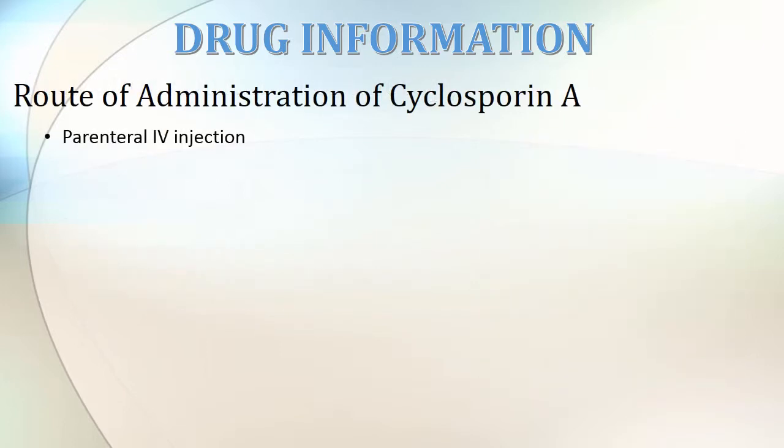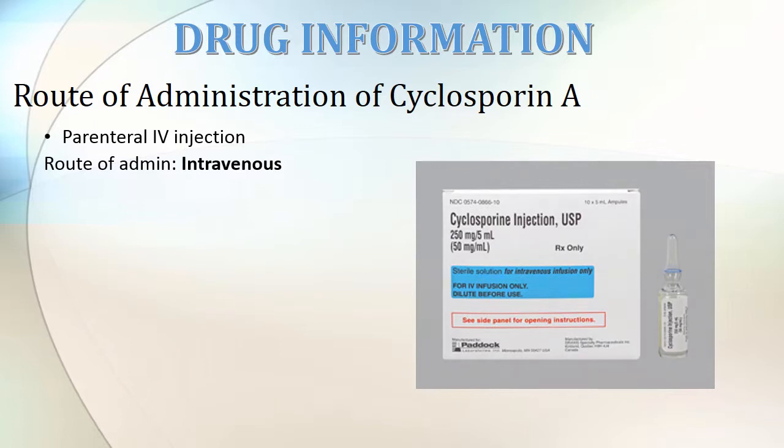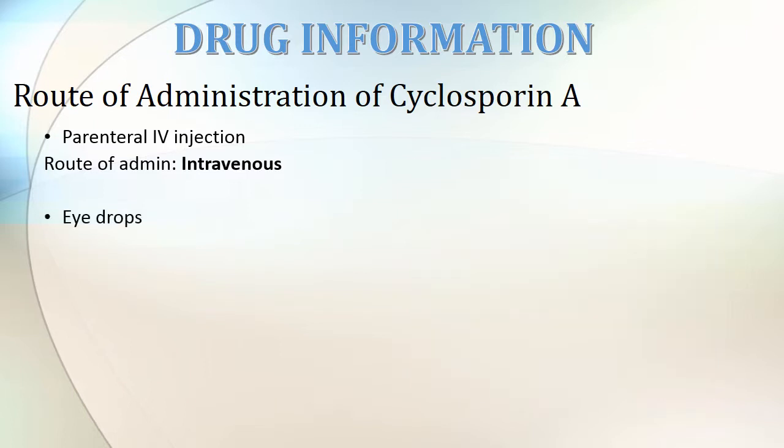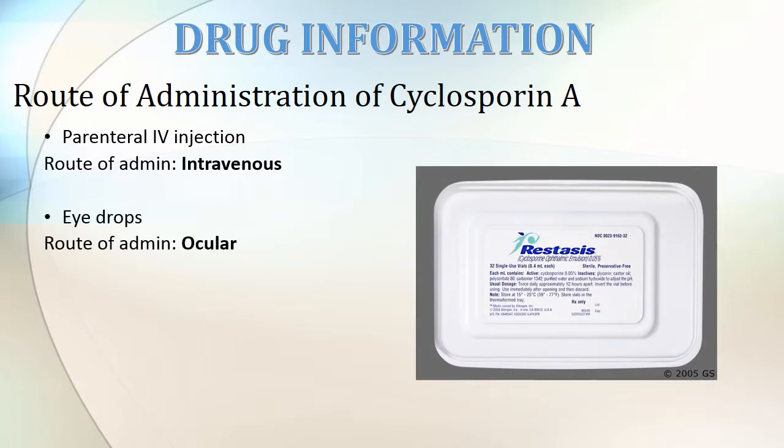So, route of administration for cyclosporin A. There are quite a few routes of administration, which include IV injection. So this one route is intravenous. That's the injection there. There's eye drops for it. So the route would be ocular, through the eye. That's the Restasis eye drop.